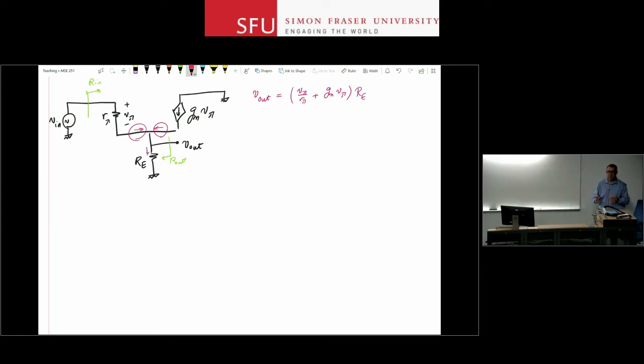So I want to find an equation that relates V pi to V in, and it looks like if I write a KVL here, that will do the trick. And this is actually the same as the analysis we did with the common emitter stage and an emitter resistance. So this should be familiar, but just to go through the process again, V in is V pi plus V out in this case. So I already know what V out is. I can plug it in directly, so it is just V pi times 1 plus (1 over R pi plus GM) times RE.